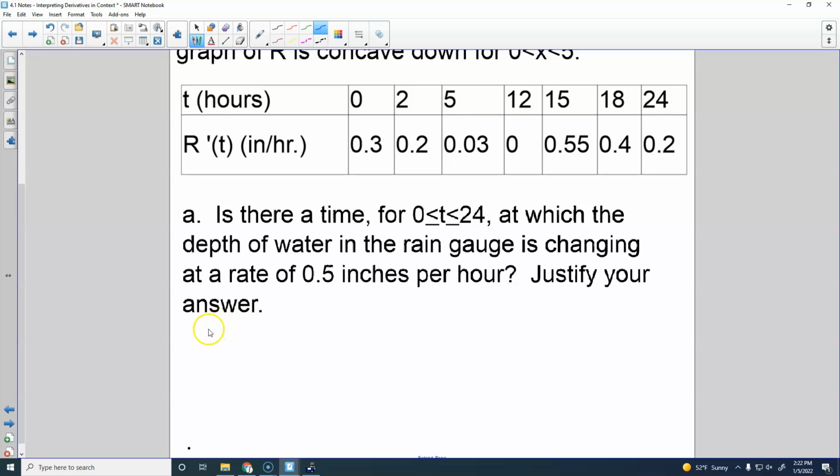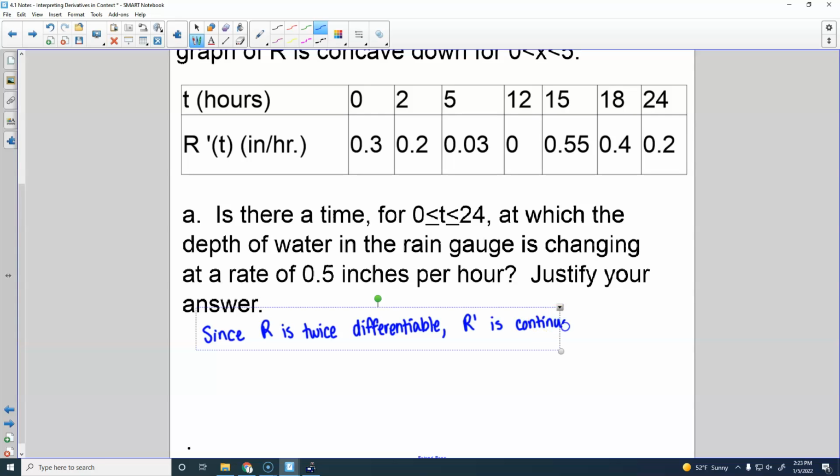So we would start off saying since R is twice differentiable, R prime is continuous. And also differentiable, but that doesn't matter for the intermediate value theorem. You don't have to say that it's differentiable. If you said it here, it wouldn't hurt.